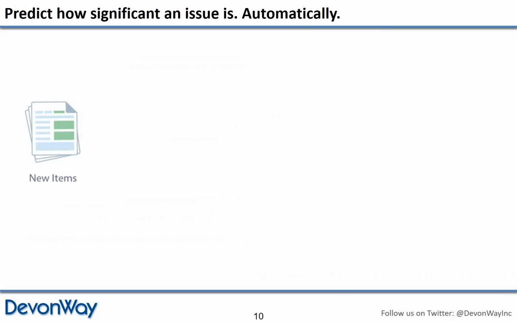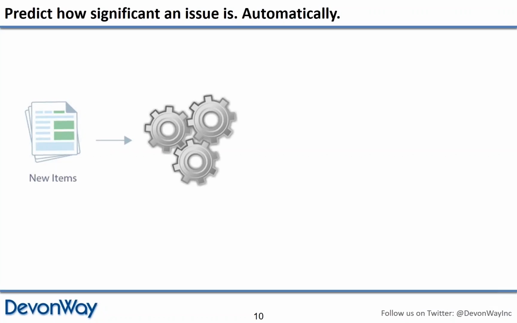So we're working on an algorithm that will take your new items and process them and apply a rating to them. If you remember back on that screen, in the upper left-hand corner, there was a number, and it was the number 7. That number is intended to represent the likelihood that this is a high-level issue. It's a number between 1 and 100, with 100 being very likely to be a high-level issue, and 0 being probably a low issue.